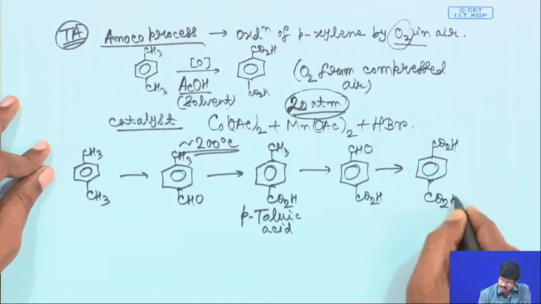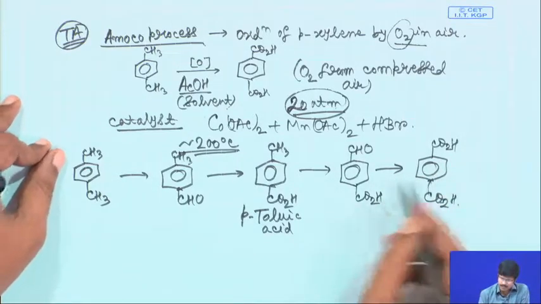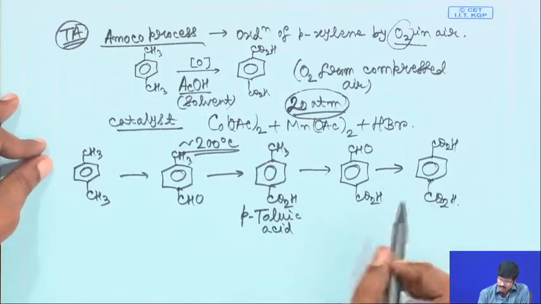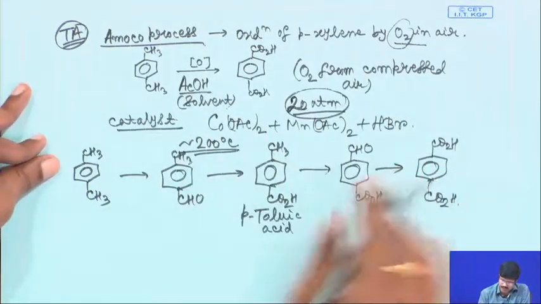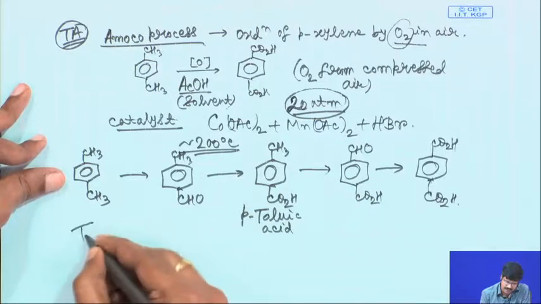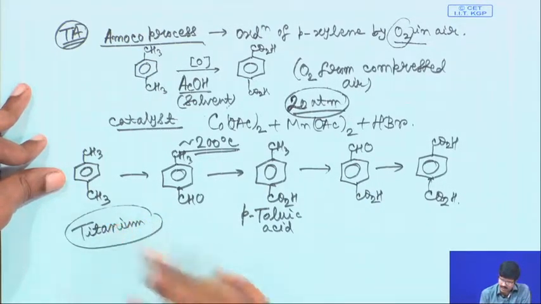Now, highly pure terephthalic acid can be obtained from crystallization, and this reaction is done in a reactor made of titanium. These are very expensive reactors.